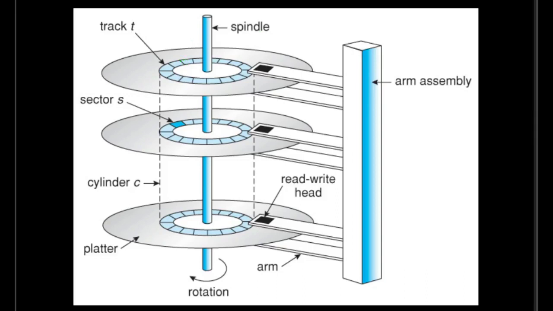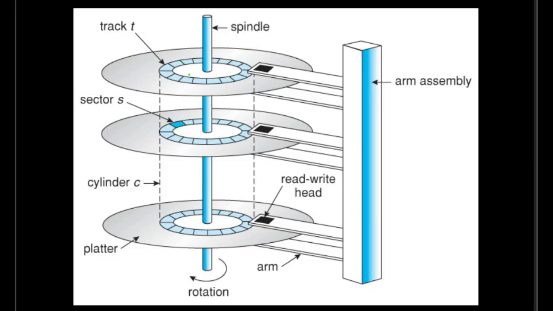So every platter is divided into tracks. The smaller circles on the disk are called as the tracks, and every track is divided again into subparts, and every divided part of a track is called as the sector. So you will observe this is a sector here. Like this, every track has multiple sectors, every platter has multiple tracks on it.